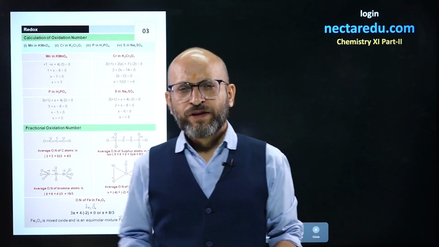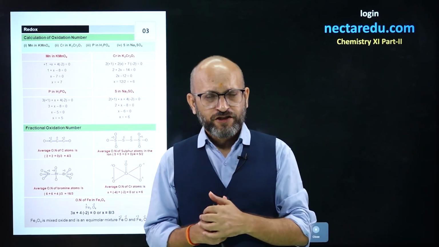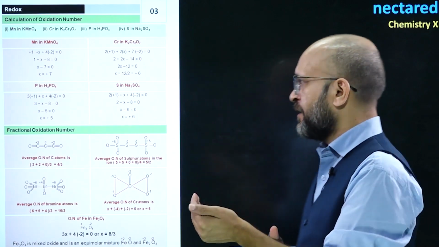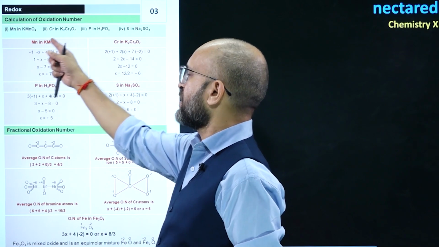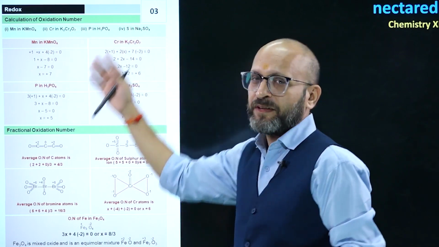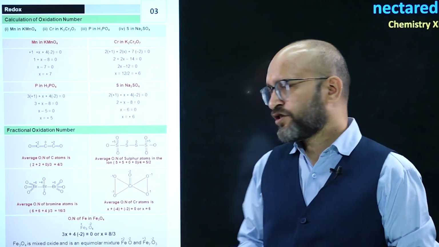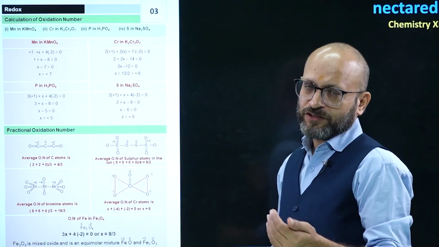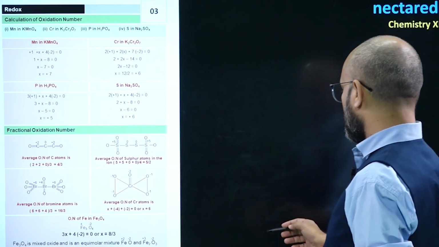So now we are going to calculate the oxidation number. Check out here on the slide what we have: oxidation number of Mn in KMnO₄, chromium in K₂Cr₂O₇, phosphorus in H₃PO₄, and sulfur in Na₂SO₄. So what is the procedure for that? I'll explain it to you over here.